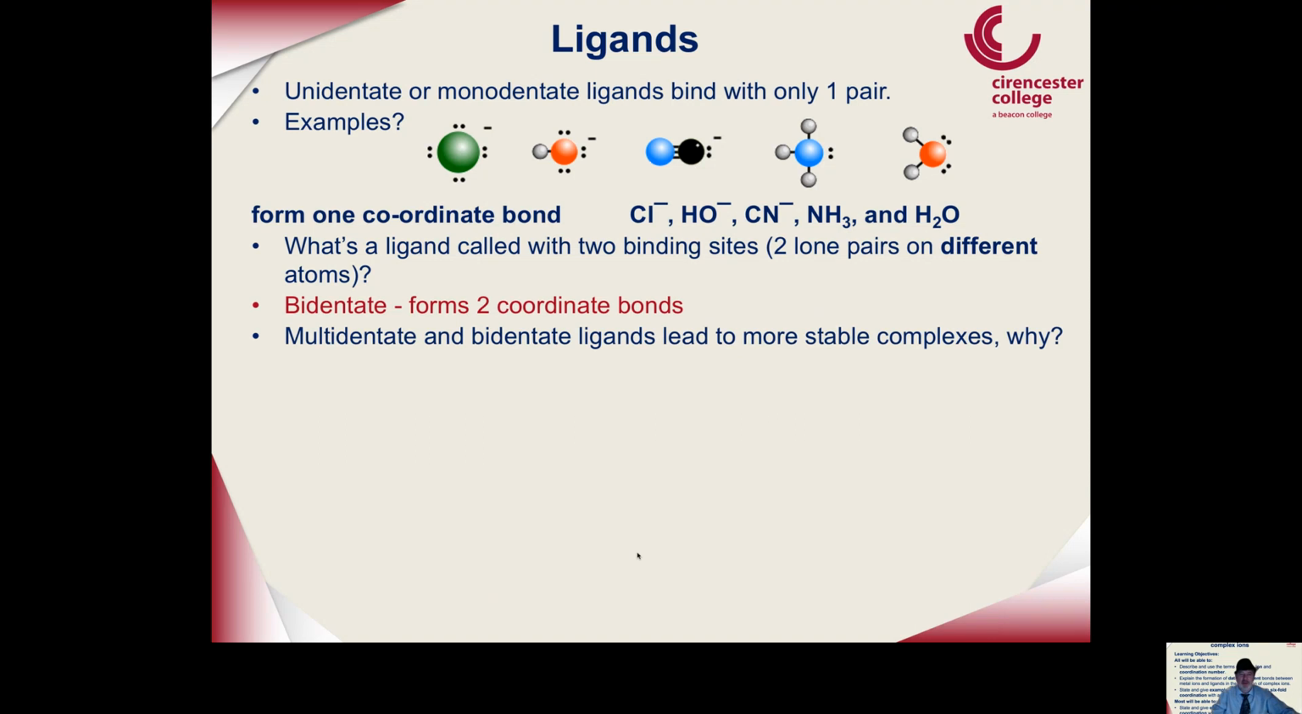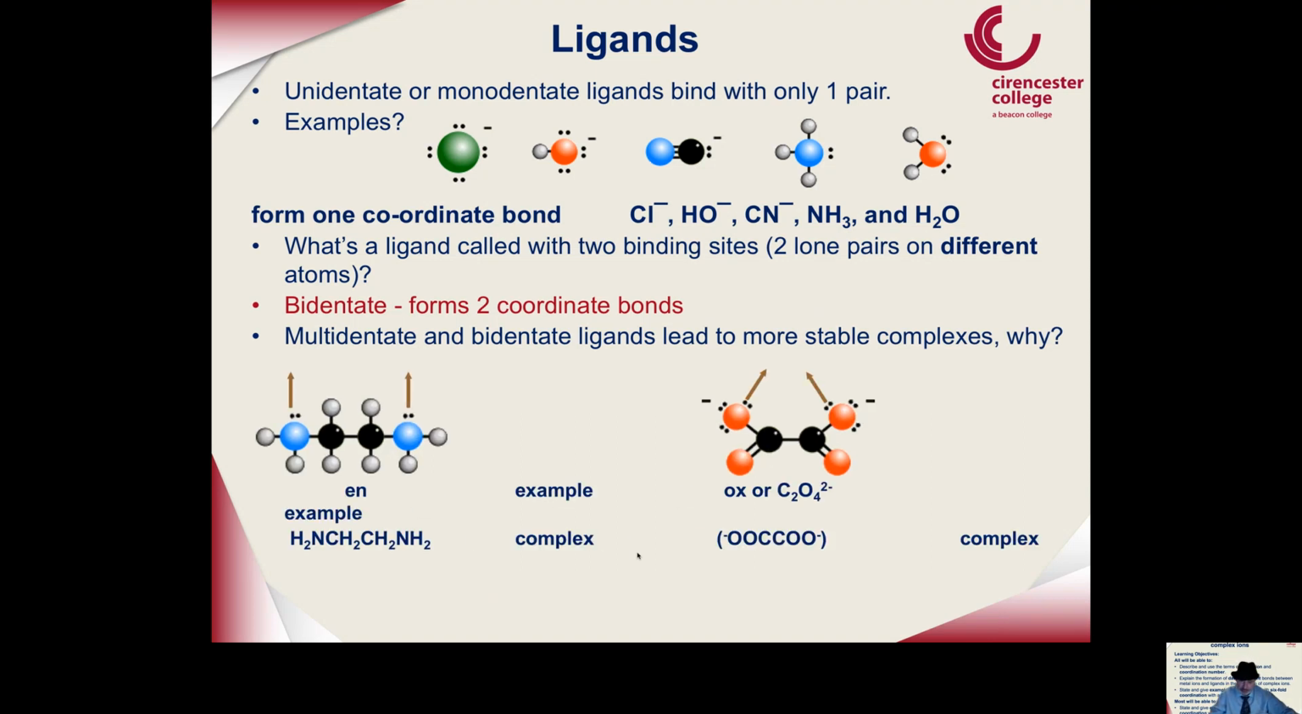We can have multidentate and bidentate ligands, and they will give more stable complexes. So I could have water, which is monodentate, but I could replace it with something that could be bidentate, and the bidentate one wins out. Why? Okay, let's have a look. So we've got some examples of bidentate ligands.